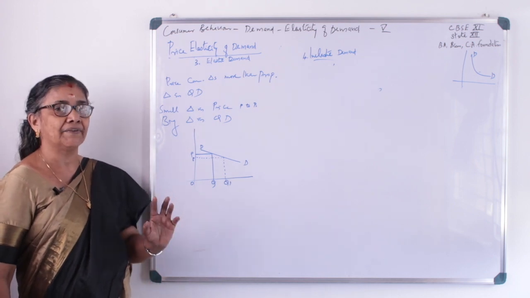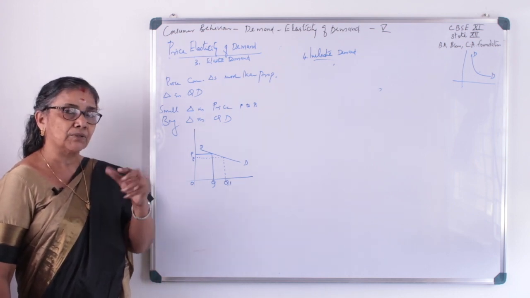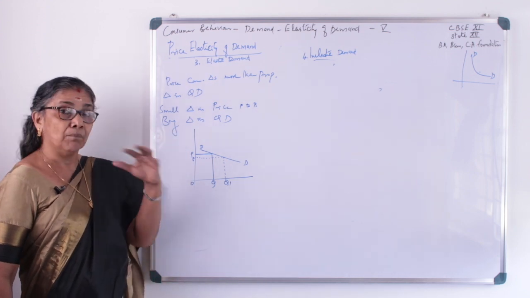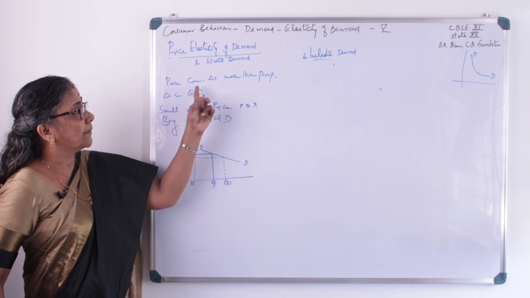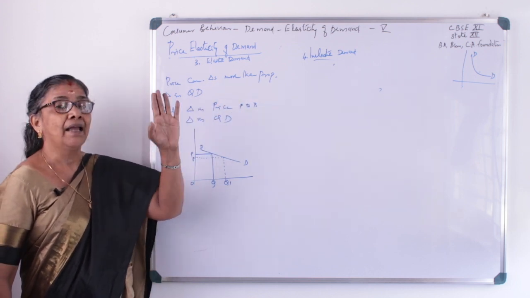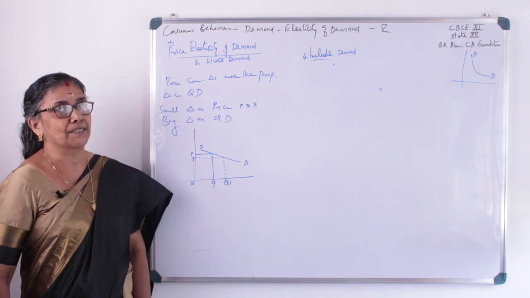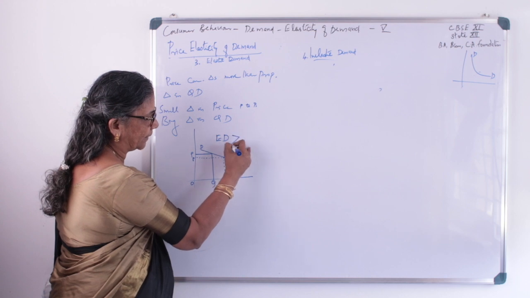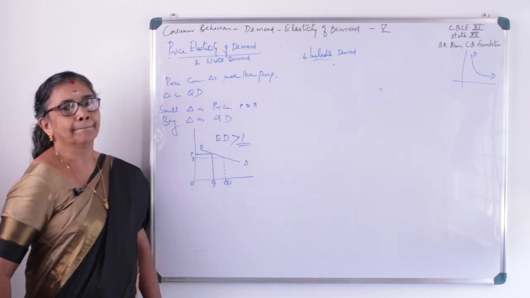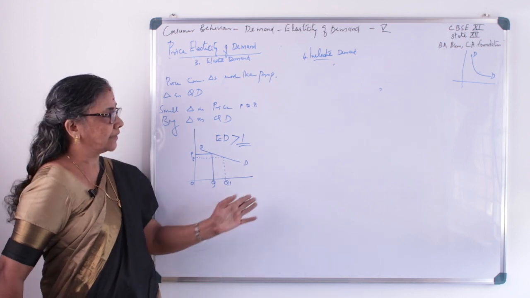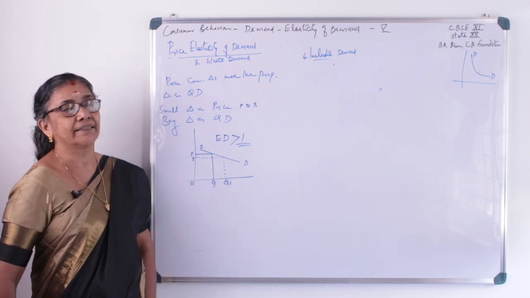In simple language we can say a small change in price of a commodity leads to a big change in quantity demanded. That means there is a more than proportionate change in quantity demanded as a result of change in the price of a commodity. Here elasticity of demand is greater than 1. How it is measured, we can study later on after this. So this is elasticity of demand greater than 1.